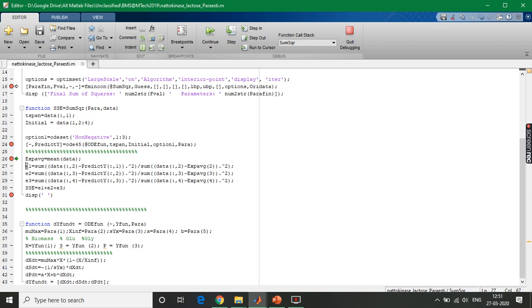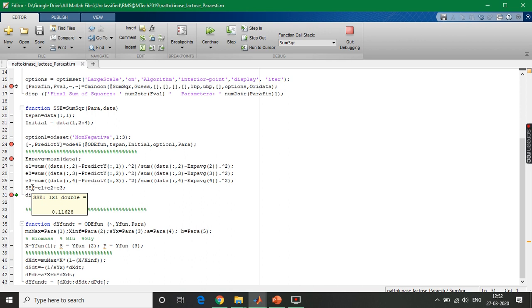So then we are calculating E1, E2 and E3. You must know that our R square value is actually 1 minus E1, 1 minus E2 and 1 minus E3. So I want to minimize these values so that our R square value will be maximum. So let's see for the first run what SSE is coming. So E1 is coming this one, E2 is coming this one, E3 is coming this one, and their sum is 0.11628. That means this is the output.